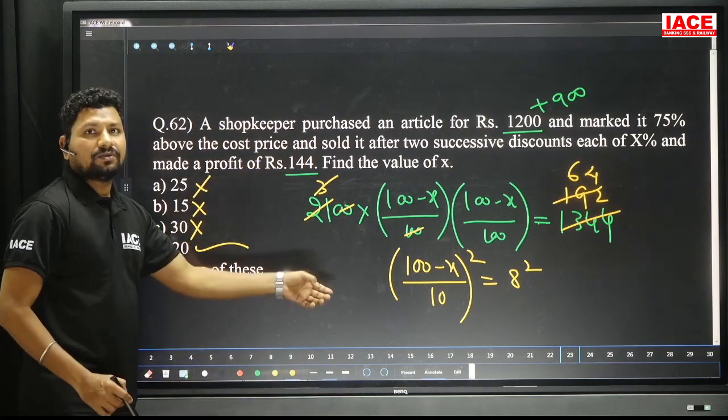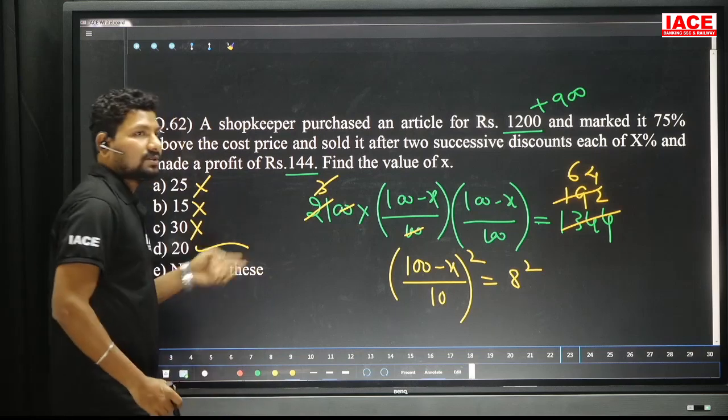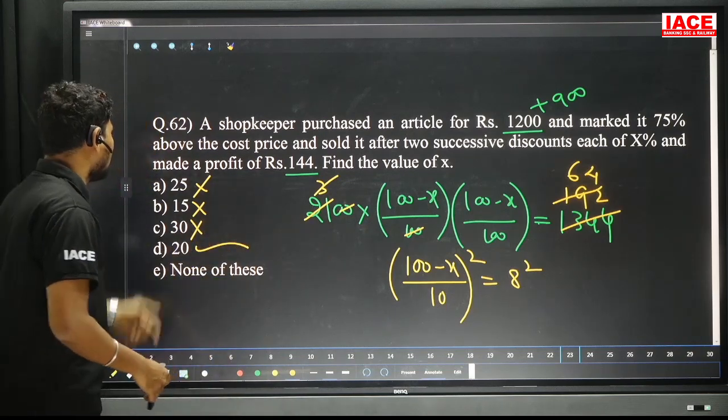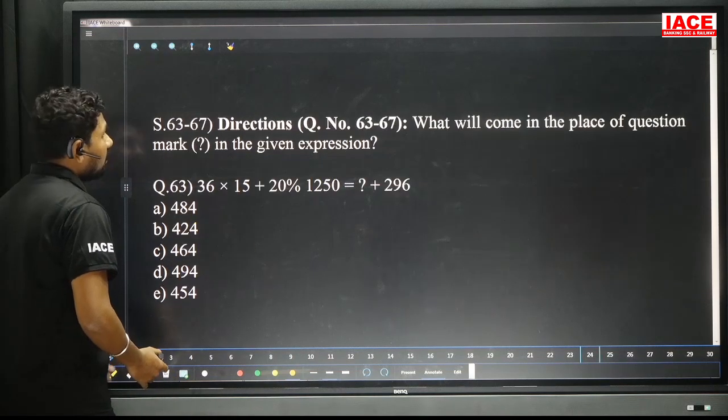Yes, without solving also you can do that by tracing through the options. 2100 and giving a discount of 25, 15, you can trace the answer through the options also. Final answer is what here? D. Move to the next.